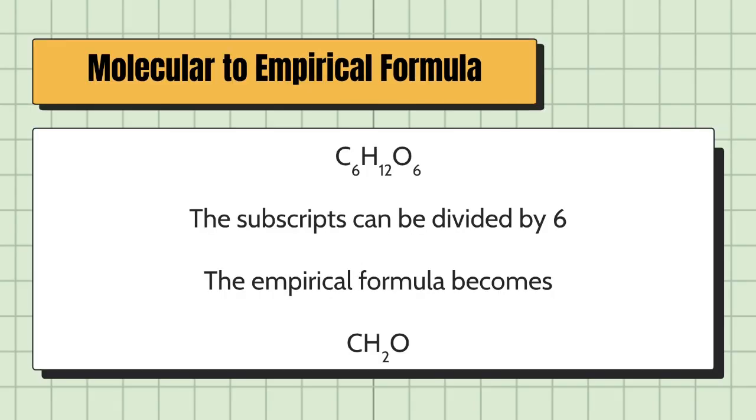In a molecular to empirical formula conversion, the subscripts should be divided in order to generate their simplest form. In C6H12O6, all the subscripts can be divided by 6. Doing this makes the empirical formula CH2O.